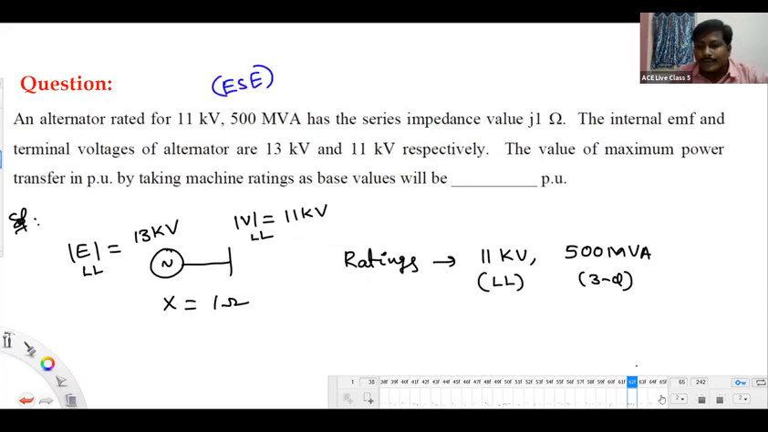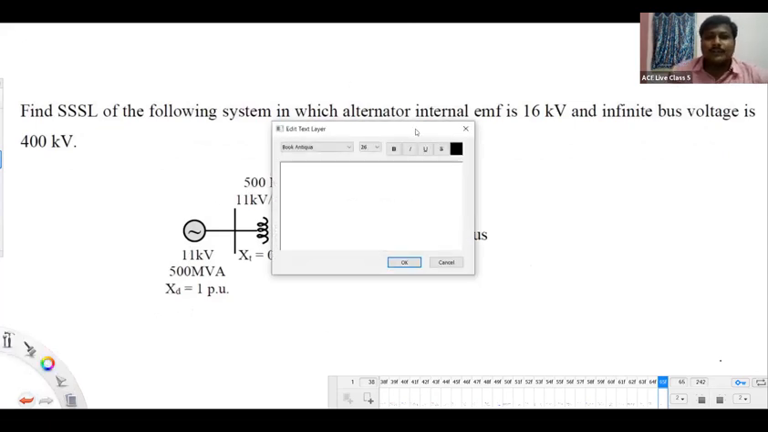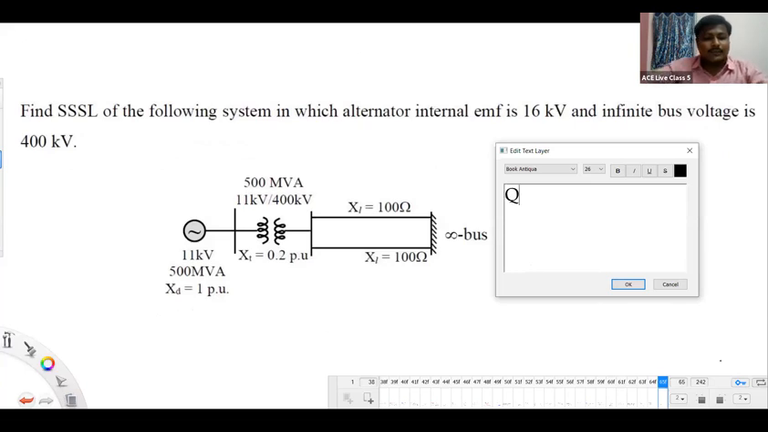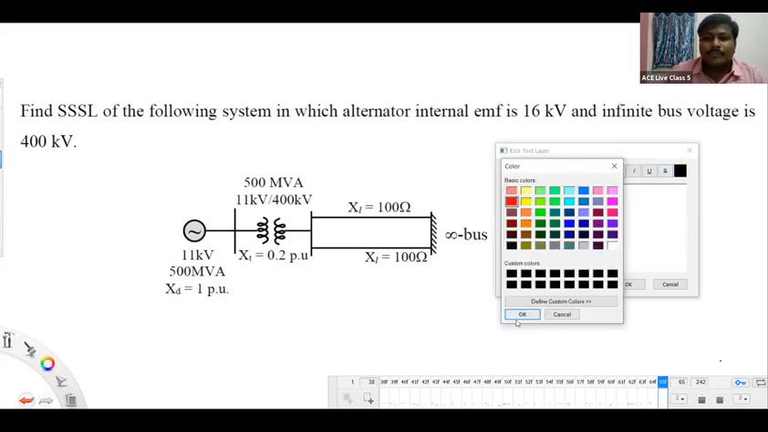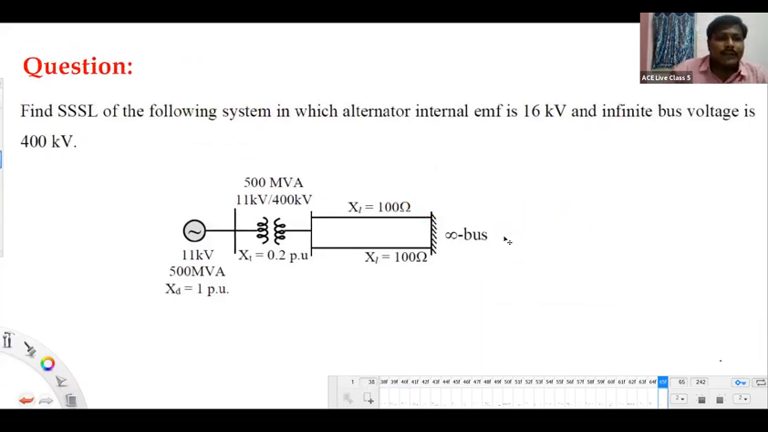Okay. Now you see this question. This is one of the expected questions in the GATE examination. Go through this one. Till now we don't have this type of question in any exam. This is having a chance of getting in the exam.